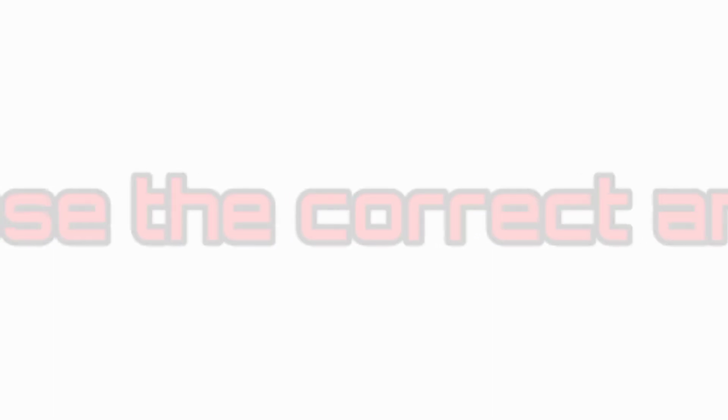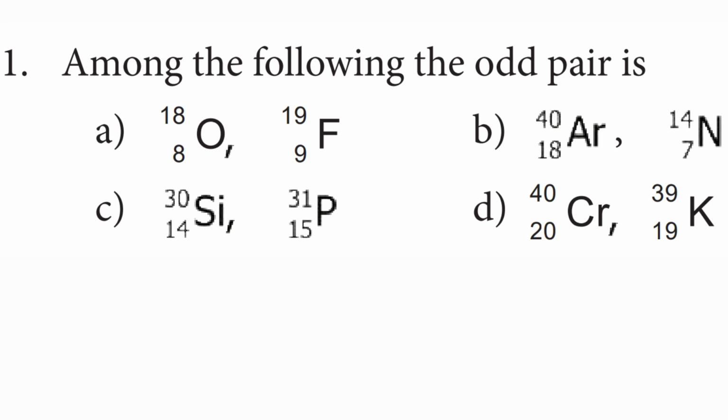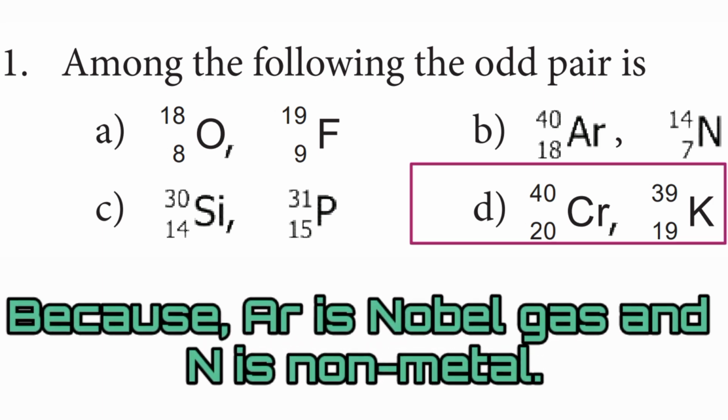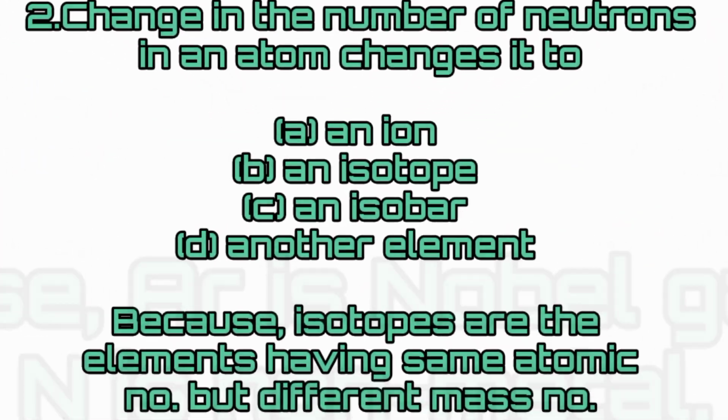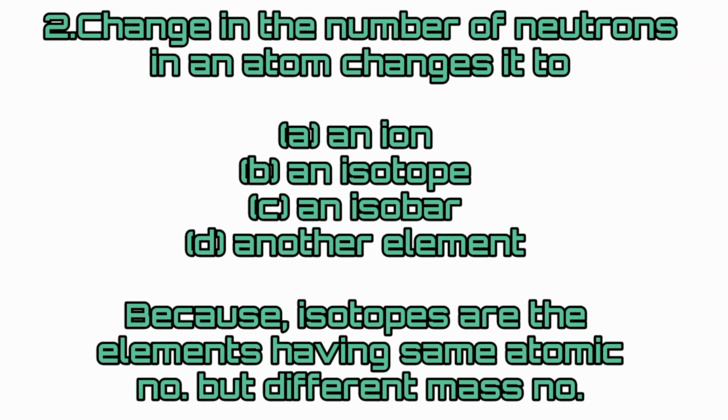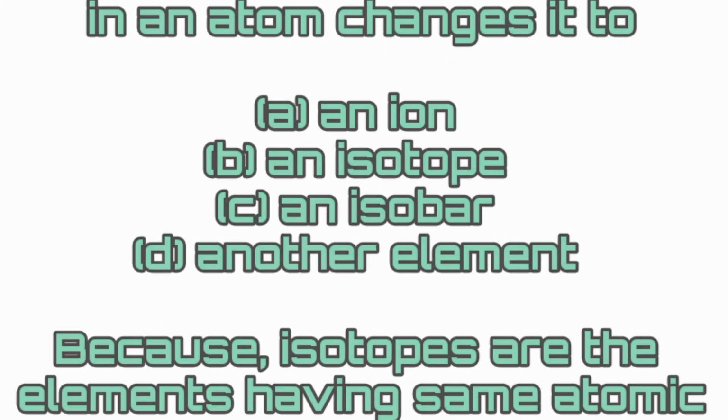Question number 1. Among the following, the odd pair is. Here answer is option B, argon 1840, nitrogen 714, because argon is a noble gas and nitrogen is a non-metal. Second question, change in the number of neutrons in an atom changes it to. Answer option B, an isotope, because the isotopes are the elements having same atomic number but different mass number.